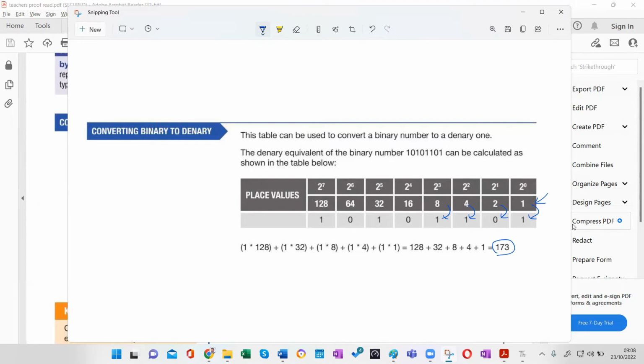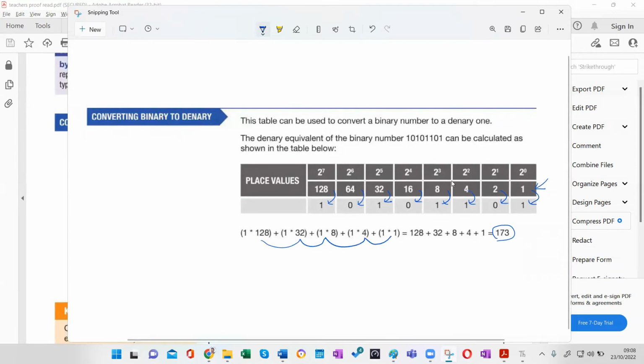Simple as that, right? First we write the place values of each binary digit and we start multiplying the binary digit by the place value. And then we add them together. We add all of them together. Okay, so it goes like this. I will show you how it is done.